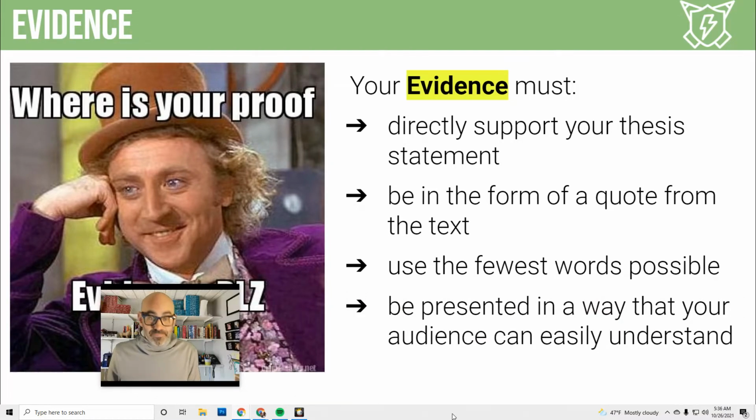And then lastly, it needs to be presented in a way that your audience can easily understand it. We need context for that evidence usually. We need an explanation eventually, which will come in the form of commentary, which will be the next video. But you have to present it in a way where the person reading your essay clearly understands why the evidence is there, where it's from in the text, and that they're not confused by it. All right, let's keep going.